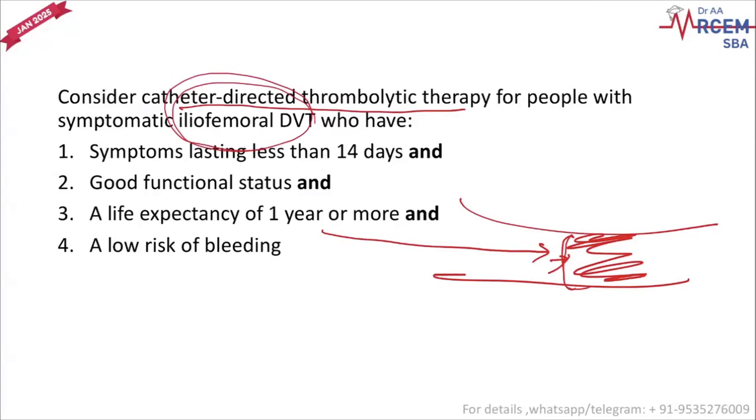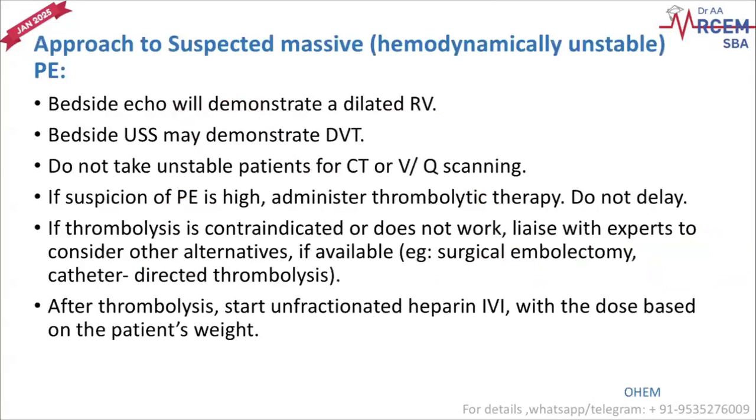You consider this when the patient has been symptomatic for at least 14 days, his functional status is good, he is not a bedridden patient on palliative care, and life expectancy is at least more than 1 year, and there is a low risk of bleeding. Keeping all this in mind, you consider catheter-directed thrombolytic therapy in a DVT patient.